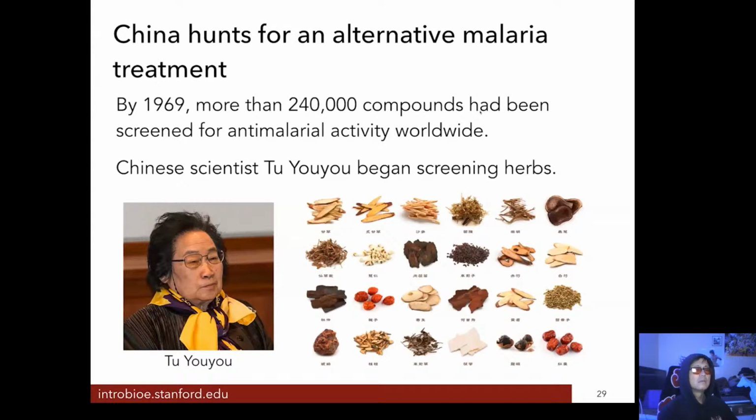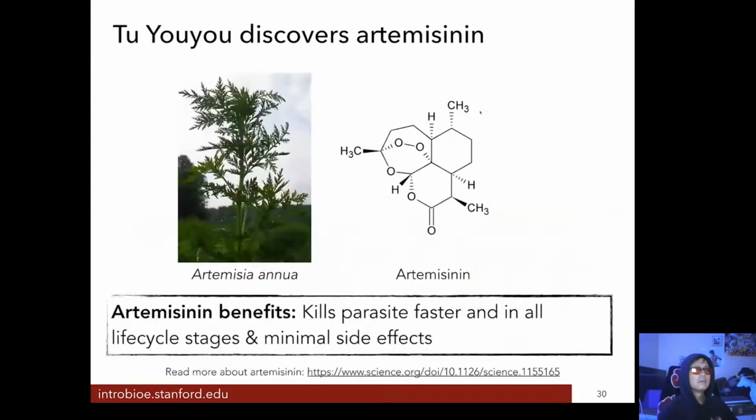So through these types of screening, she identifies artemisinin. It's a compound from a shrub called Artemisia annua that kills the malaria parasite faster and in all life cycle stages. So that's really exciting.